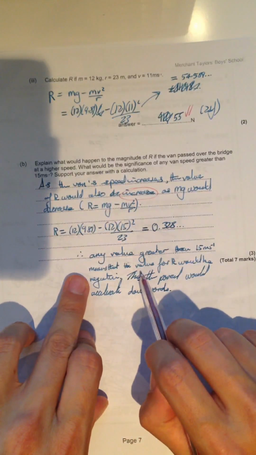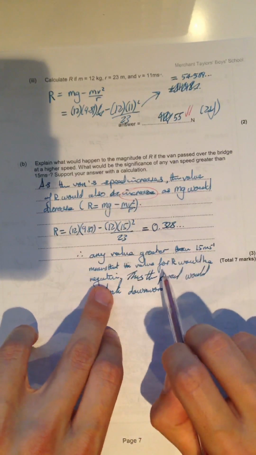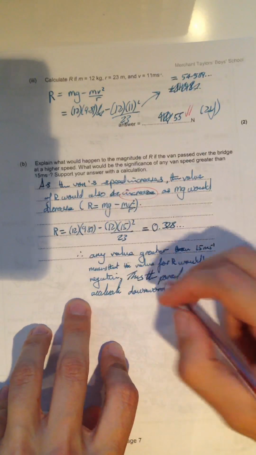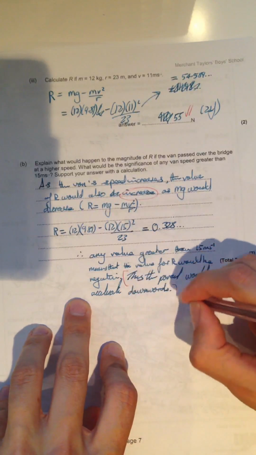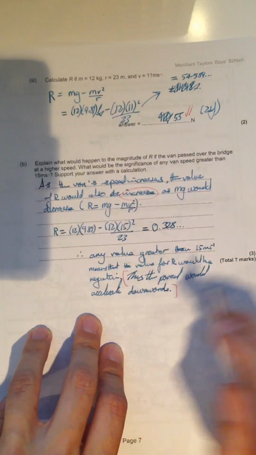And any value greater than 15 meters per second means that the value of R would be negative. Thus the parcel would accelerate downward. No, that's not what would happen here. I mean, you're right that R would become negative, but it doesn't mean the parcel would accelerate downward.